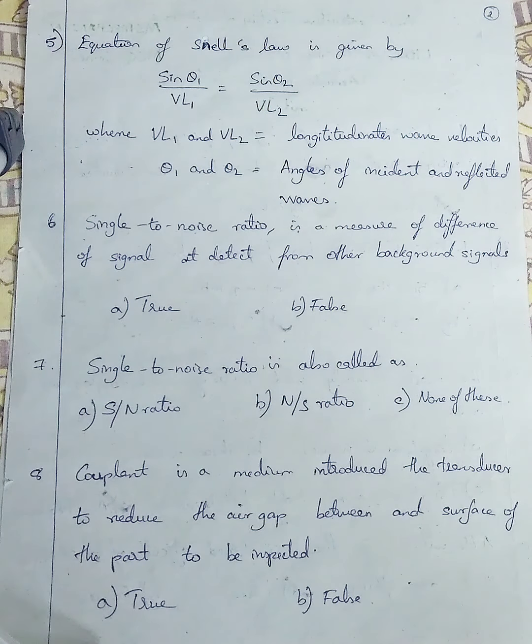Okay, question number 6. Signal to noise ratio is a measure of the difference of the signal at a defect from the background signals. Option A is true and option B is false. There is a ratio called signal to noise ratio, which is a measure of the difference of the signal at the defect from the background signals. Defect means the object we are going to measure. The correct word is discontinuity here. What will we be detecting here? We are using ultrasonic waves to find discontinuities or defects in the layers.